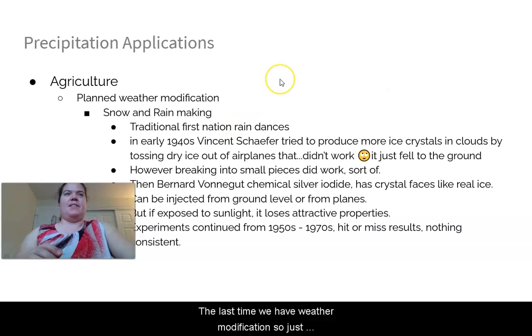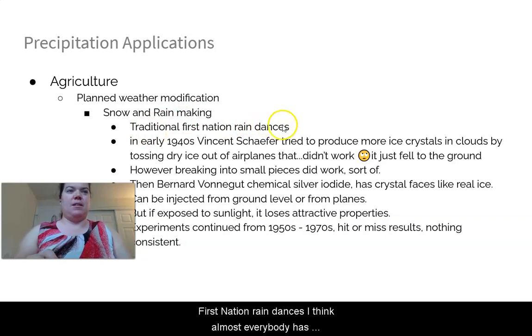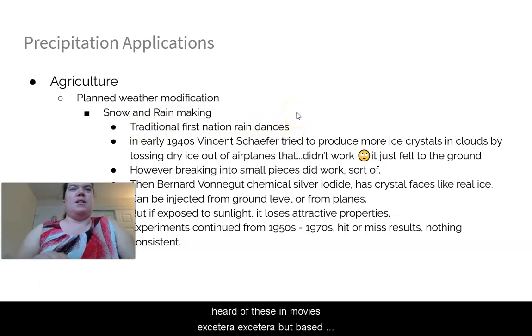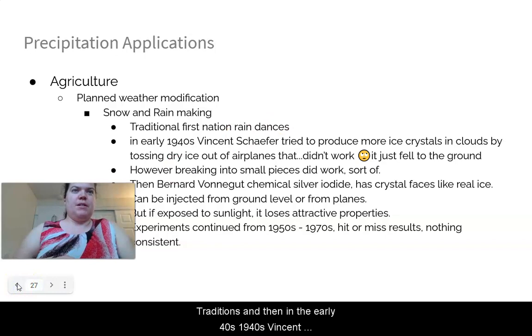Anyway, okay, so last up we have weather modification. So just talking about rain and snow making. There's the traditional First Nation rain dances. I think almost everybody has heard of these. They're in movies, etc., etc., but based on real, actual traditions.